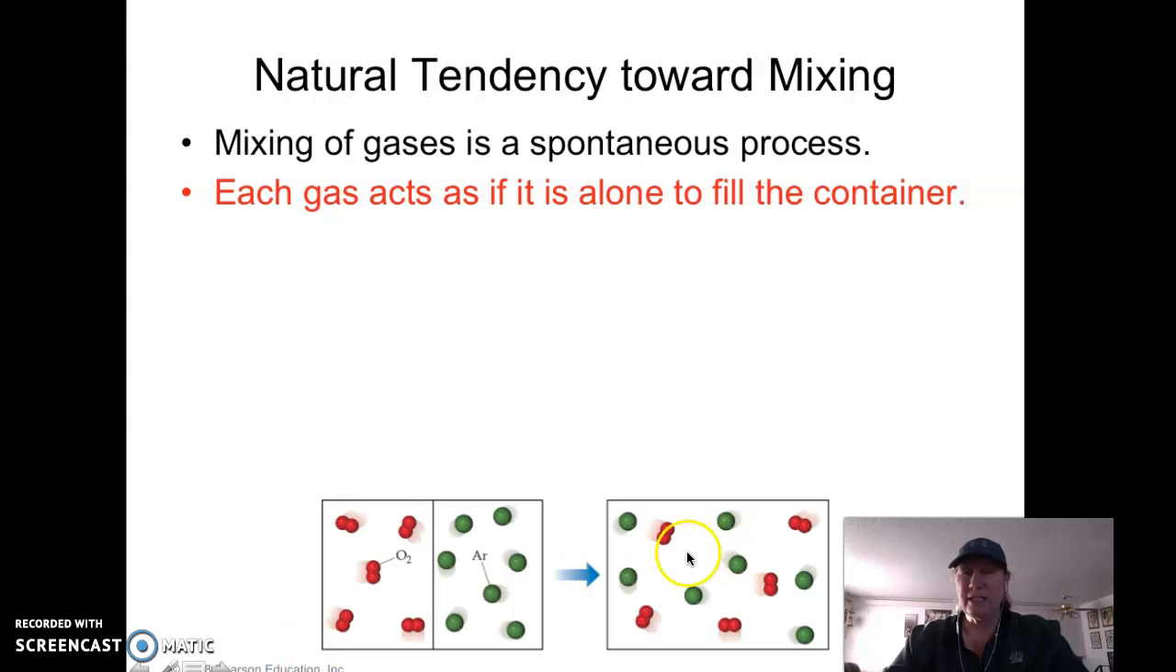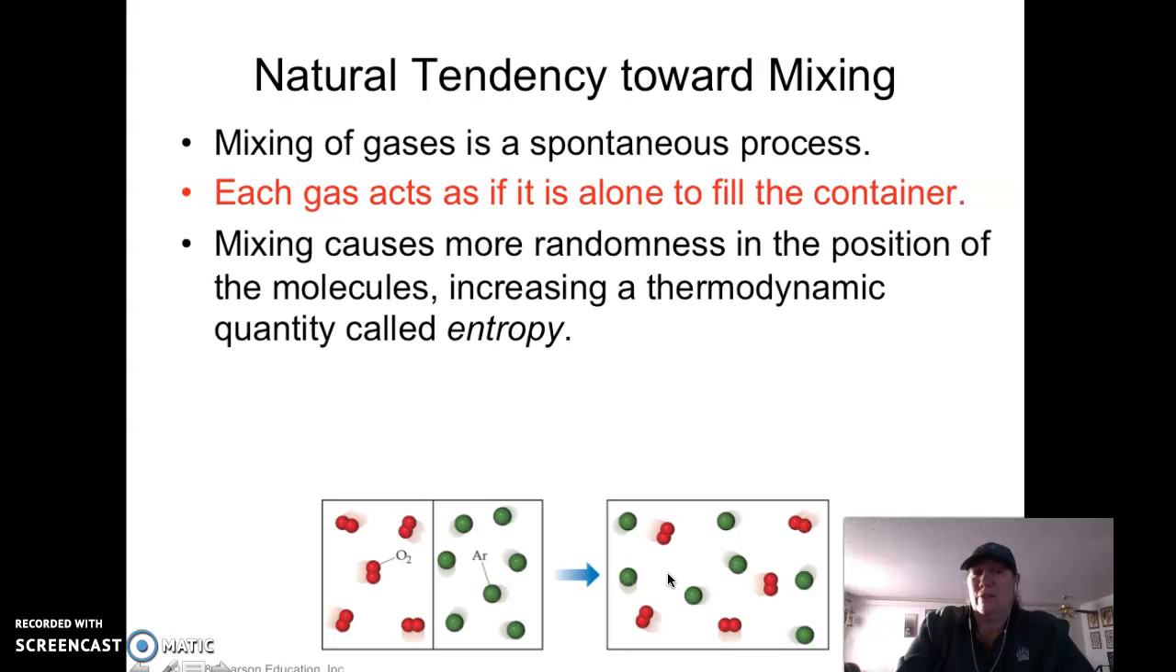Okay, here's an example of oxygen gas and argon. And one thing, again, is each thing is going to act as an individual substance. They're really going to move independently of each other. So each gas acts as if it's in a container alone, and it's going to fill it up. The mixing causes more randomness in the position of the molecules, and they call that an increase in what they call entropy, okay? That's a thermodynamic quantity. We'll talk more about that later.